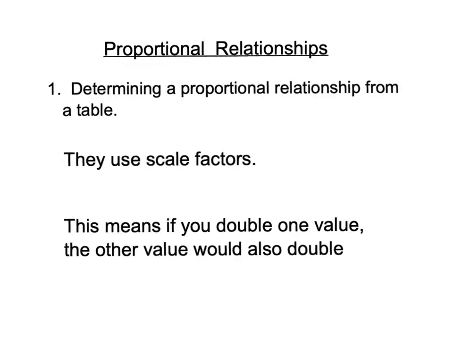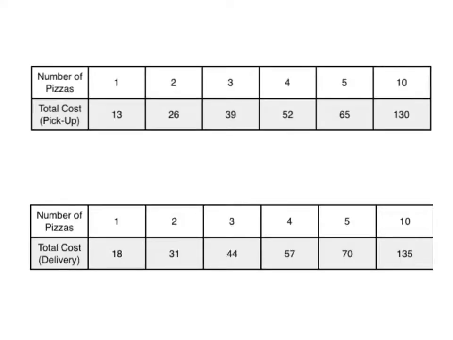One way that we can determine if a relationship is proportional is by looking at a table of values, and we would want to check to see, does that table of values use scale factors? So are scale factors being used? That means that if I double one value, the other value also would double. Or if I triple one value, the other value also triples. So here we have two tables, so let's take a look at what that means. If it's proportional, it's going to use scale factors.